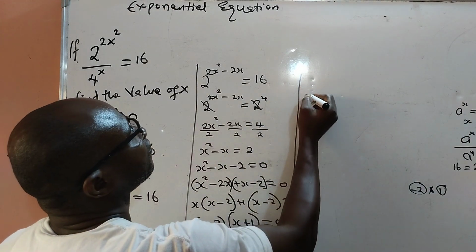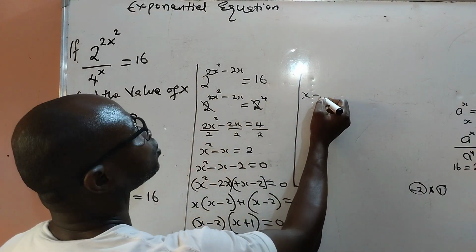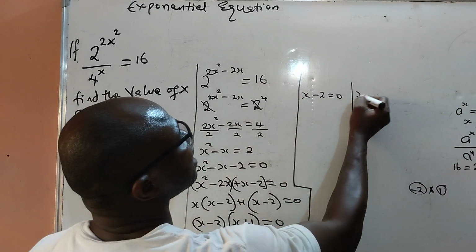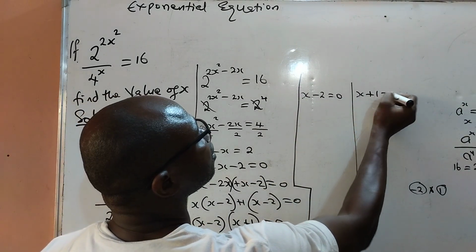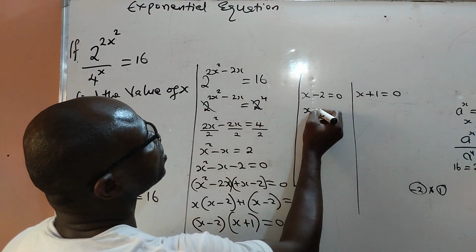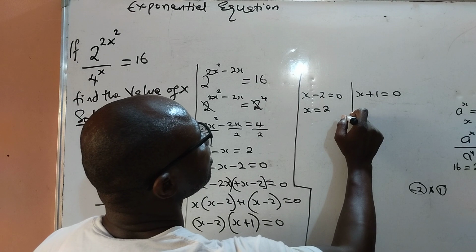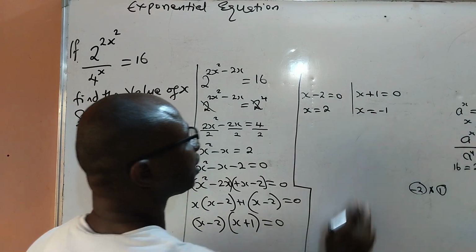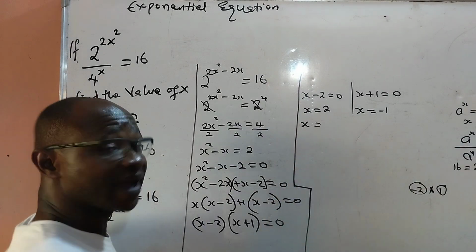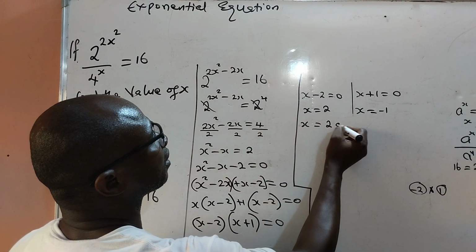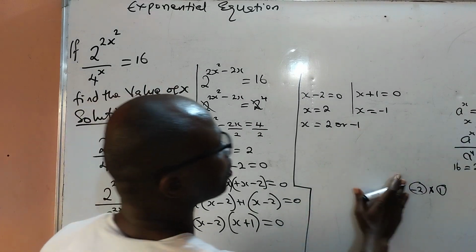Therefore, we write from the first bracket x minus 2 is equal to 0, and from the second bracket x plus 1 is equal to 0. This implies that from here x is equal to 2, and from the second bracket x is equal to minus 1. In conclusion, the values of x are 2 and or minus 1.